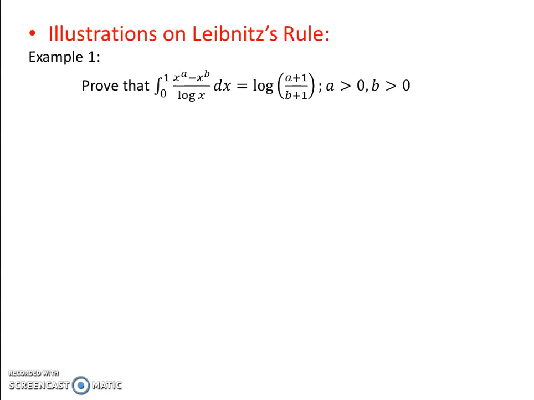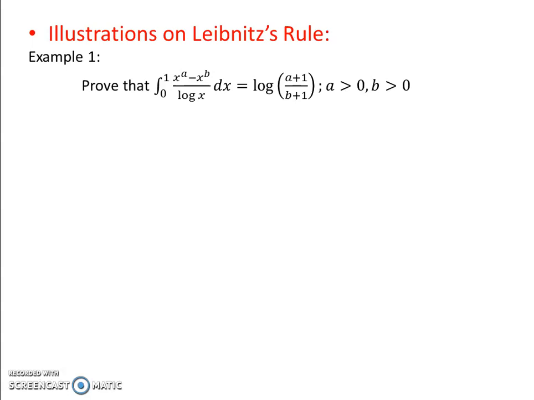As the integration value is log of (a plus 1) upon (b plus 1), we can solve this problem using DUIS. If you observe the left hand side, as we have said, there are two constants, a and b. Out of these two, we have to consider one as a parameter and another as a constant. You can choose either a as a parameter or b as a parameter and the rest as constant.